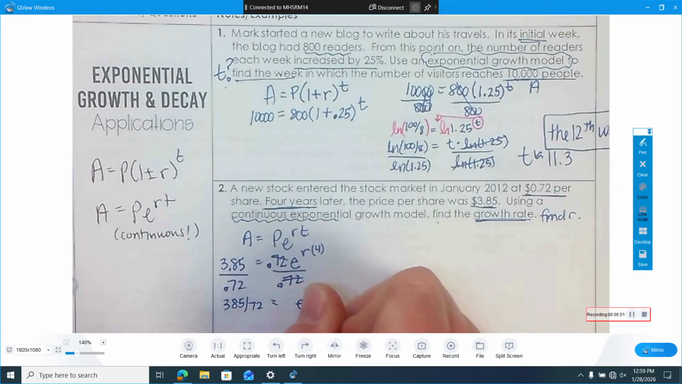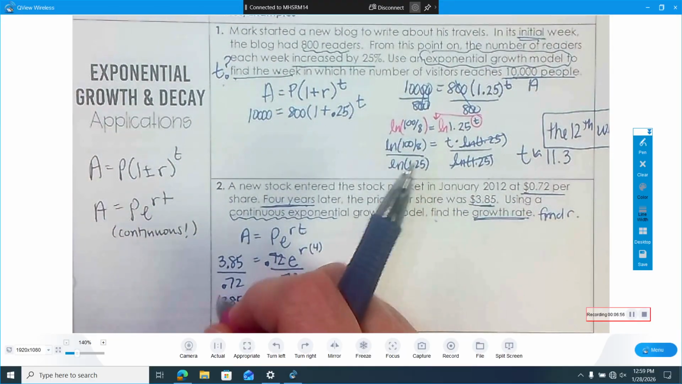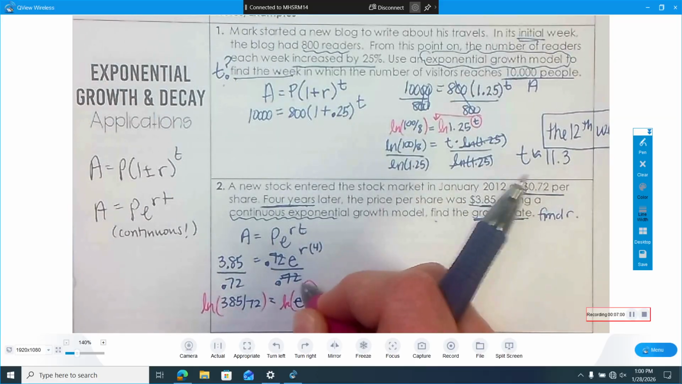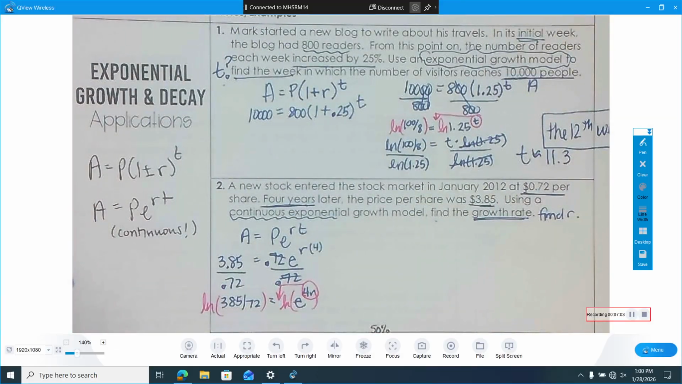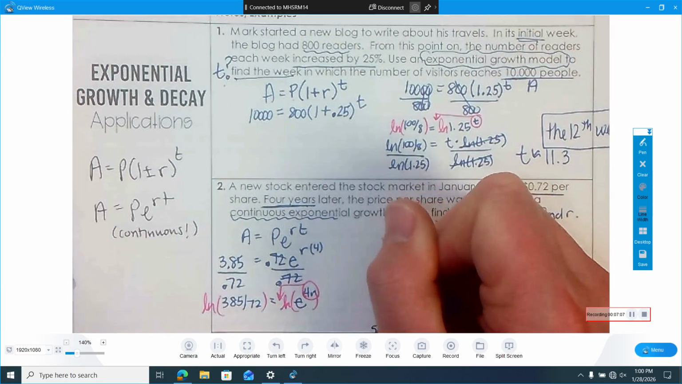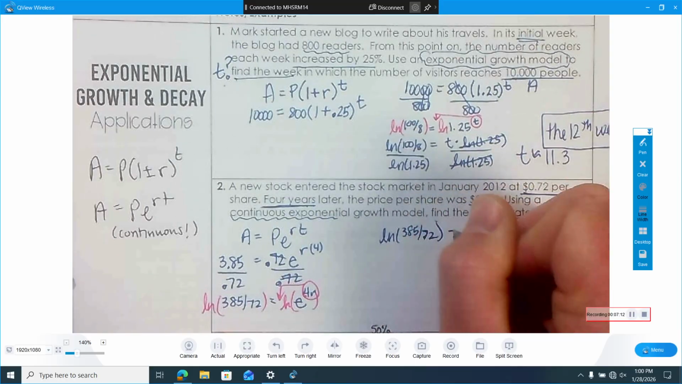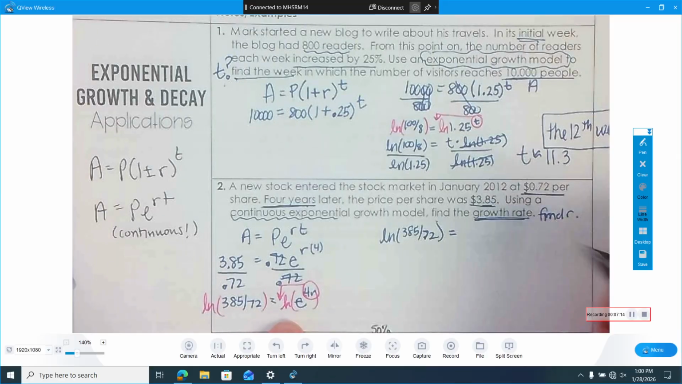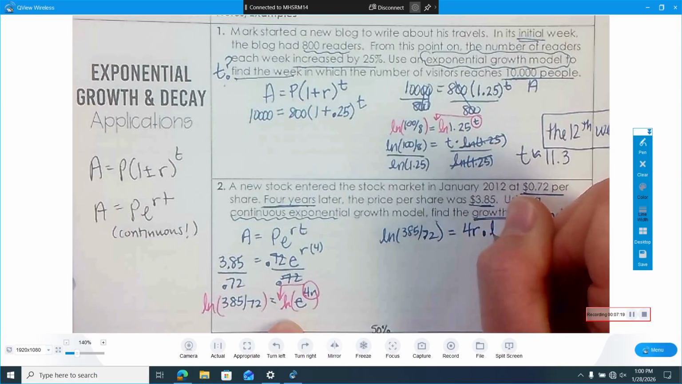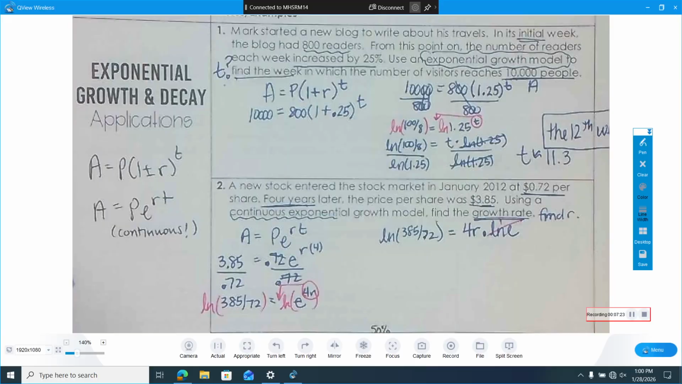Equals e to the 4r. So then we can do what? Natural log both sides. That's going to allow my power to drop down in front. Natural log of e becomes a 1. So we have the natural log of 385 over 72, because I'd rather not carry a billion decimals, equals 4r times the natural log of e. But as Wyatt said, the natural log of e is just 1, so that goes away nicely.